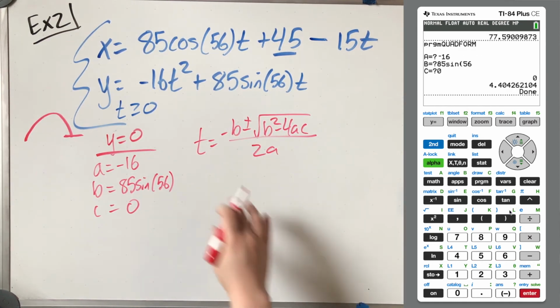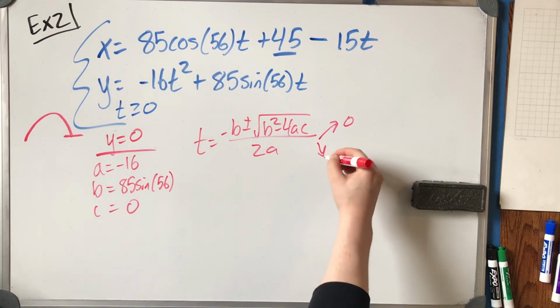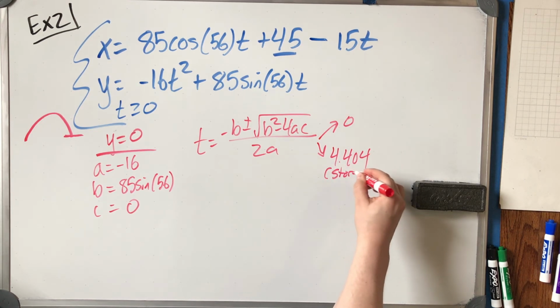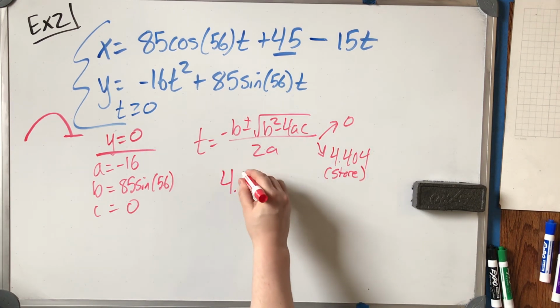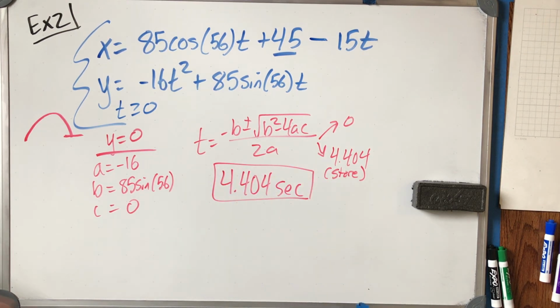It's important to me that you actually write all of this stuff down as well, just so that you're showing your work, even though the calculator is doing all the heavy lifting for us. Marking down that I store it, but I don't actually need that for this particular part, but that is the answer to this question. It is in the air for 4.404 seconds. That's a lot of fours.